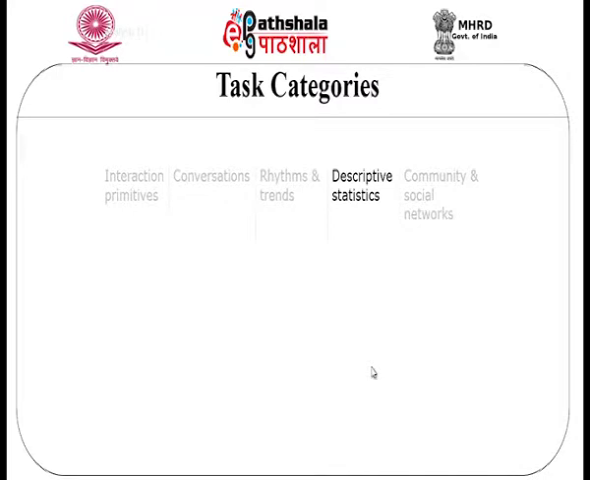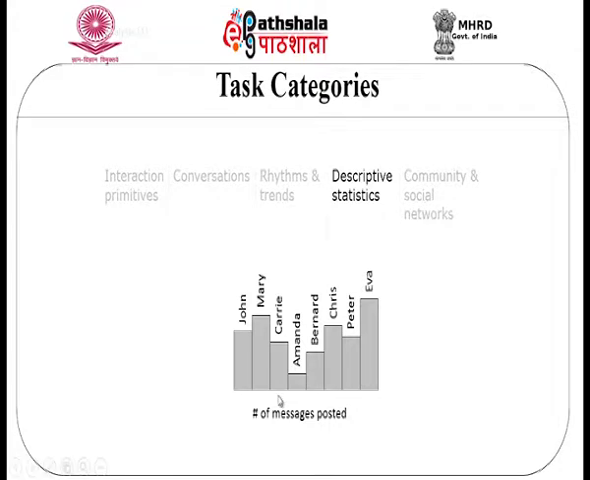The next kind of task that can be carried out is descriptive statistics. This is an example where the number of messages posted online is shown in the form of a bar chart. From this we can understand who the people are who have talked the most. We can say that Eva and Mary have posted more messages in the social network. These kinds of descriptive statistics can be understood over the data that has been presented in the form of a bar chart.